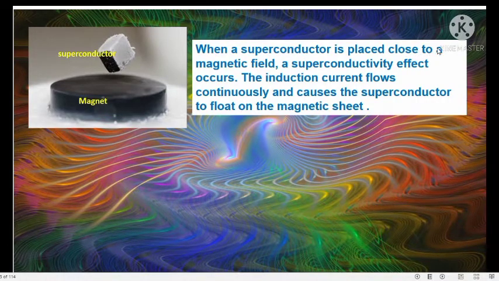Okay, let's look at more about superconductors. When a superconductor is placed close to a magnetic field, the superconductivity effect occurs. The induction current flows continuously and causes the superconductor to float on the magnetic sheets. The magnet here will produce magnetic flux. So the superconductor, which is at a certain temperature where resistance drops to zero, when you place it here, will produce a Meissner effect. It will cause the superconductor to be trapped in the magnetic flux of the magnet. It will be trapped at a certain distance from the magnet and floats there.